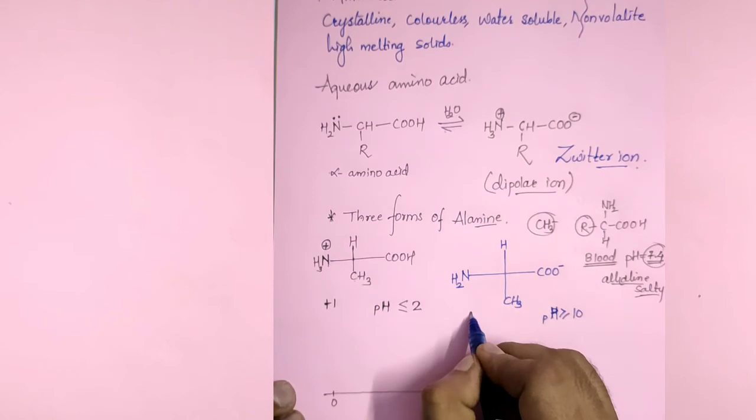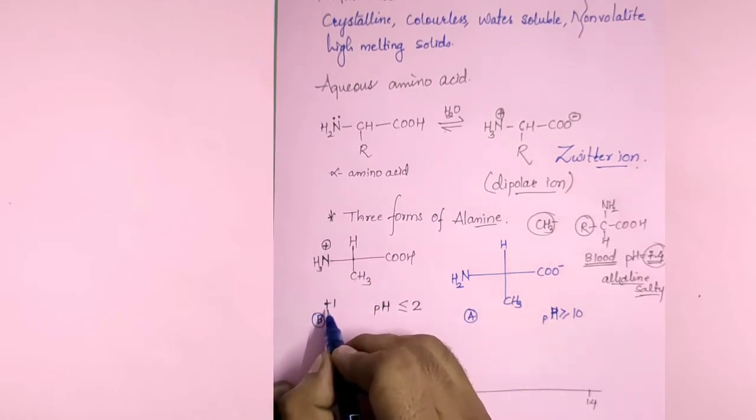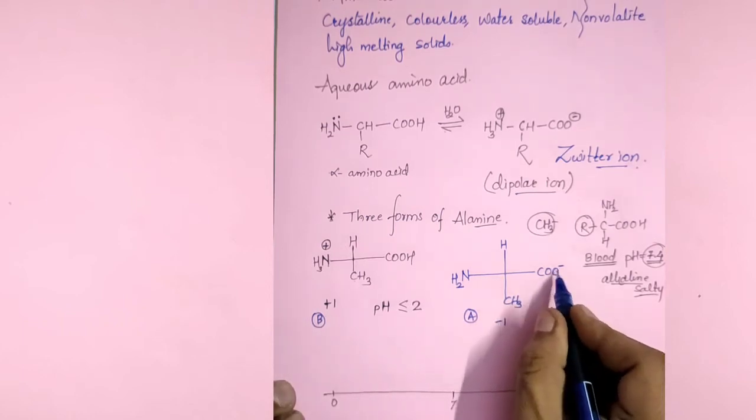So this is the one case. This is the second case. In the second case, the overall charge is +1. In the first case, the overall charge is -1. You can see over here.